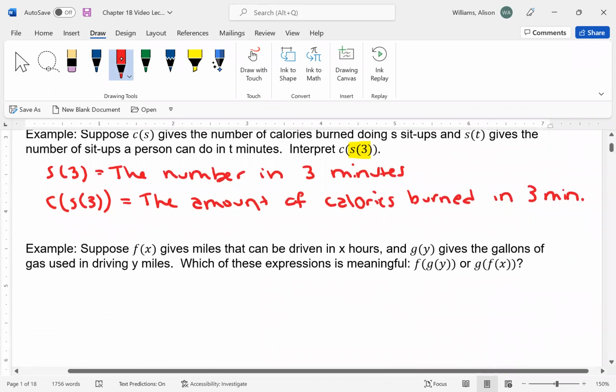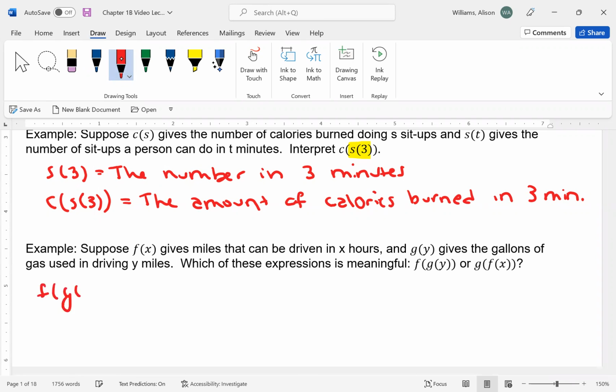Let's look at another example. Suppose F of X gives miles that can be driven in X hours, and G of Y gives the gallons of gas used in driving Y miles. Let's figure out if it is meaningful to find F of G of Y and see if that makes sense. And then we're going to try the other way, G of F of X. So let's start with the first one, F of G of Y.